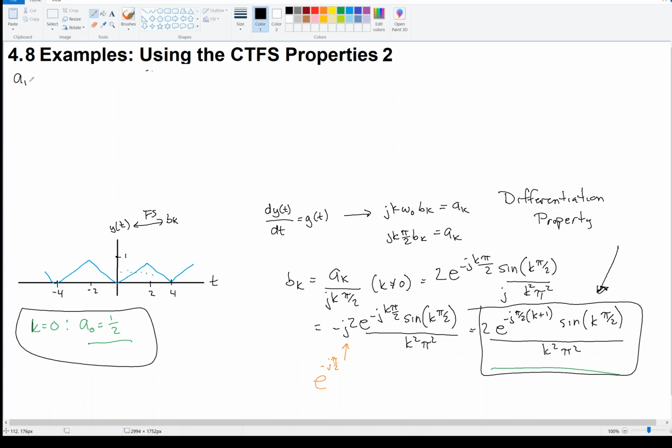But let's look at a1, an odd harmonic. If I plug in k equals 1 here, I've got 2 e to the minus j pi over 2 times 2 times the sine of pi over 2 over pi squared. Okay, that's the k equals 1 term. So can I reduce this at all? I've got e to the minus j pi. e to the minus j pi is minus 1, so I'll put a minus 1 there. And then the sine of pi over 2 is 1. Okay, so that looks nice. And so this means that the magnitude of the first harmonic is equal to 2 over pi squared, and the phase of the first harmonic is equal to pi, or 180 degrees.